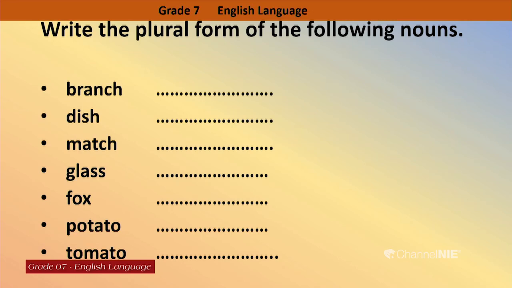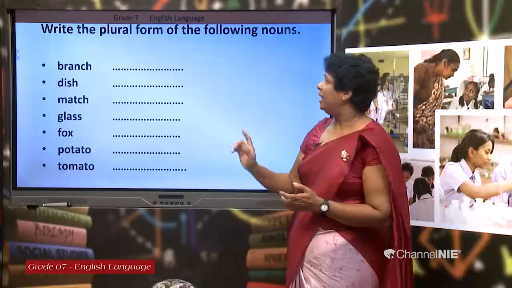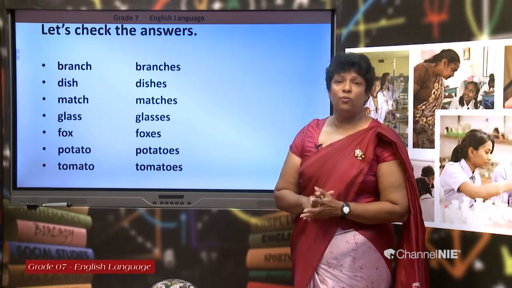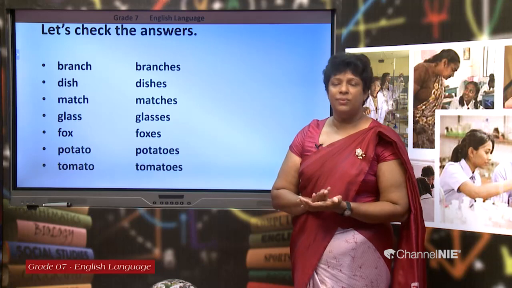Fox. The letter X is at the end of the noun. You have to add es. Potato, tomato. The two words end in O. Now, these are the plural forms of your words.